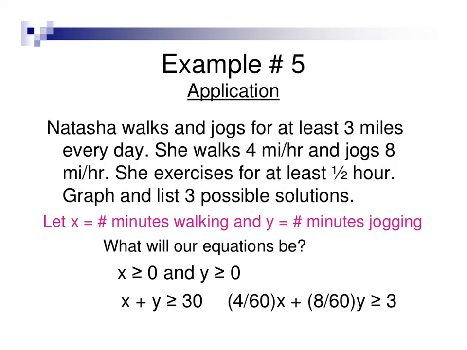All right, here's one last application problem. It says Natasha walks and jogs for at least 3 miles every day. She walks 4 miles per hour and jogs 8 miles per hour. She exercises at least half an hour. It wants you to graph and list 3 possible solutions.